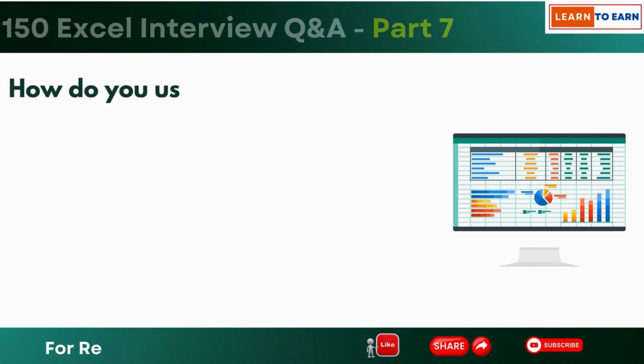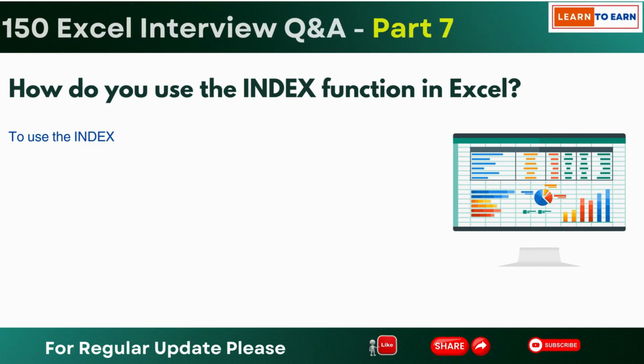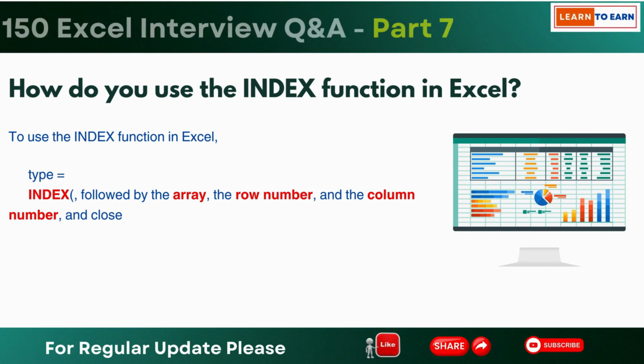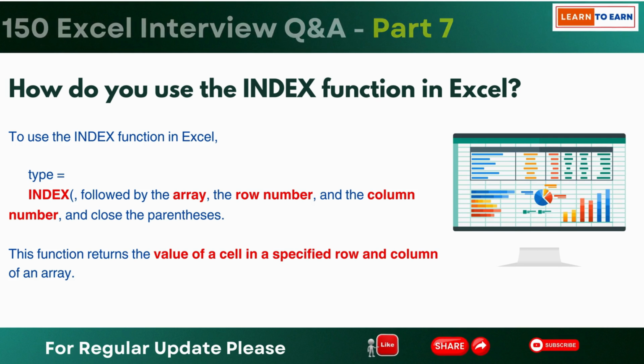How do you use the index function in Excel? To use the index function in Excel, type INDEX followed by the array, the row number, and the column number, and close the parentheses. This function returns the value of a cell in a specified row and column of an array.